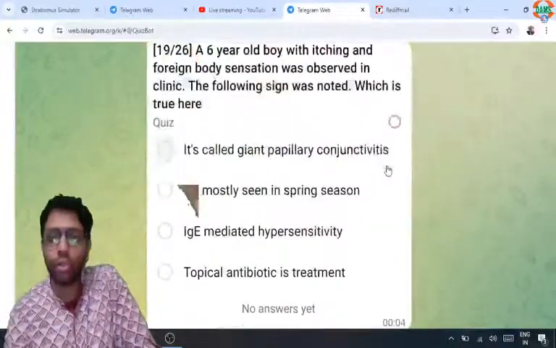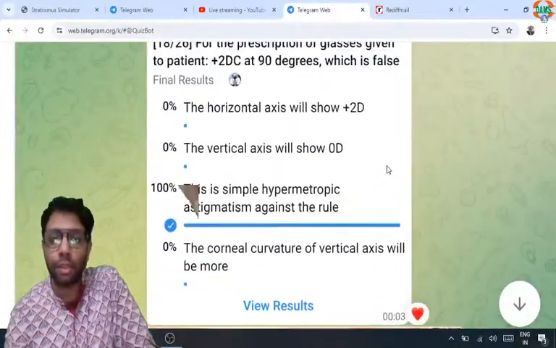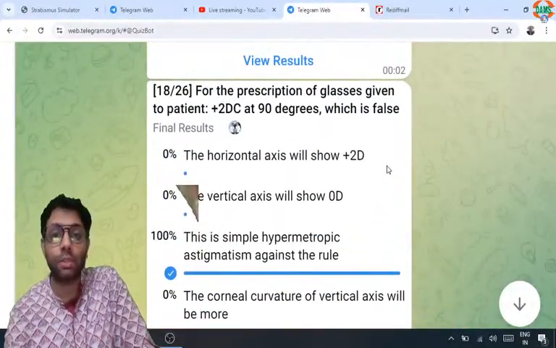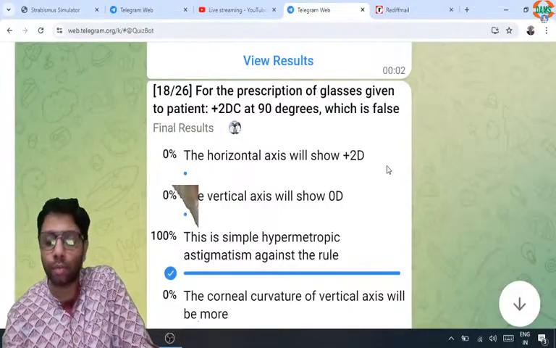Please expect a question on optics. Very, very important. On this prescription of glasses or the retinoscopy values as well.